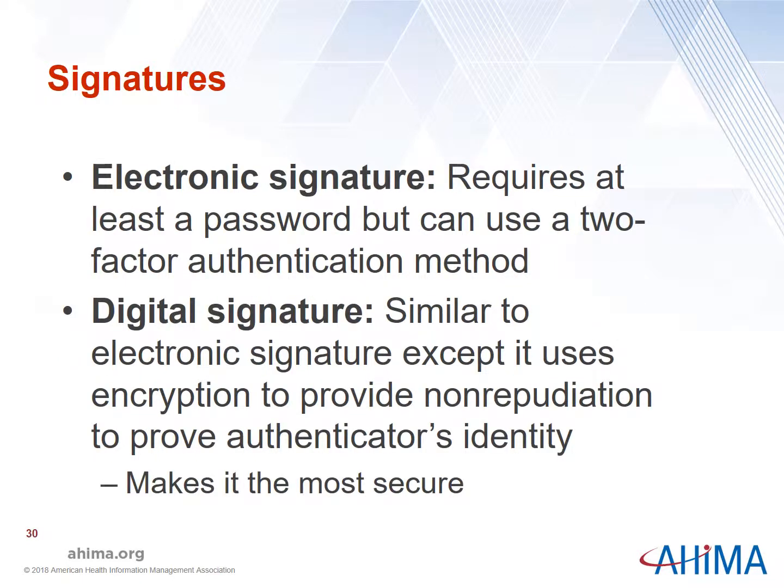There are three levels of signatures found in the EHR. The digitized signature is a scanned image of an individual's actual signature. The next level is the electronic signature, which requires at least a password but can use a two-factor authentication method. The digital signature is similar to the electronic signature, except that it uses encryption to provide non-repudiation to prove the authenticator's identity, which makes it the most secure.